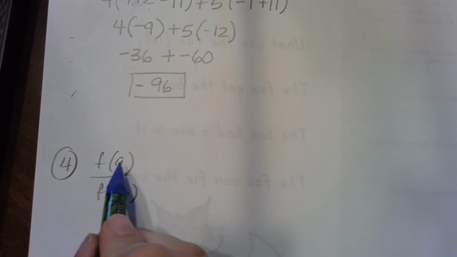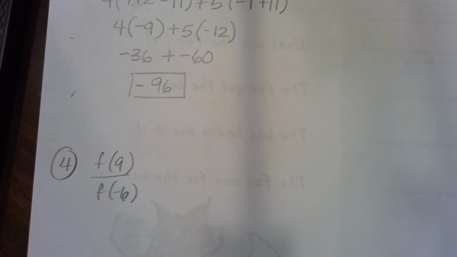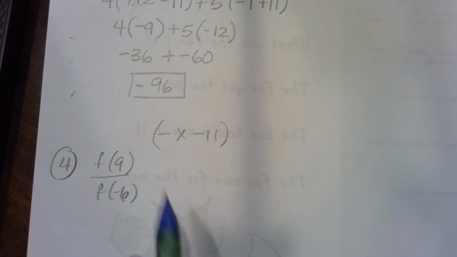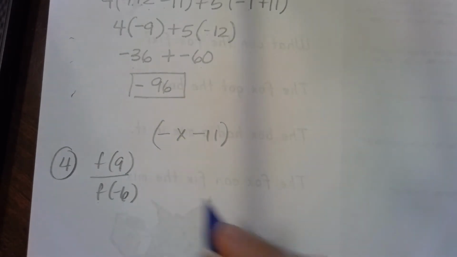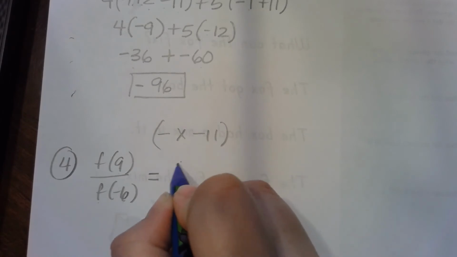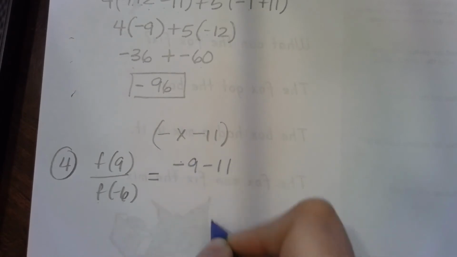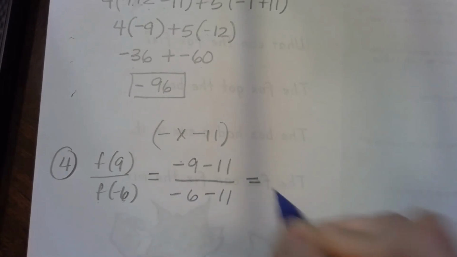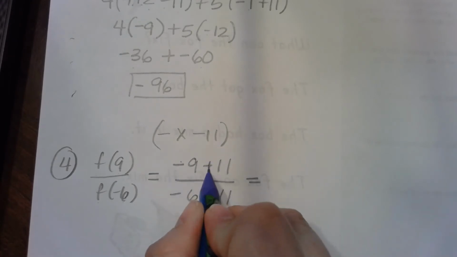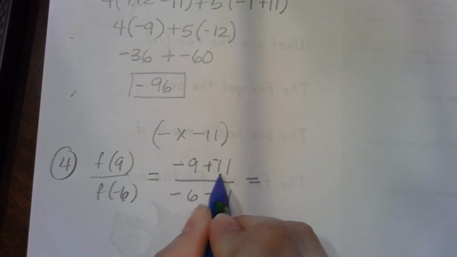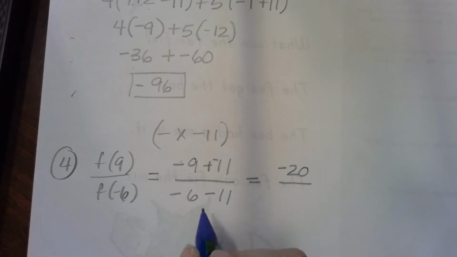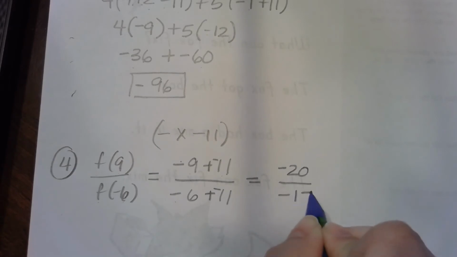So they're saying f of 9x and f of negative 6x. Again, I still have negative x minus 11. Remember, I'm going to use these numbers as my x. So this is going to become negative 9 minus 11 over negative 6 minus 11. So we solve here. I've got negative 9 minus 11, which is like saying a plus negative. So I'm combining two negative numbers to give me a negative 20. I'm going to put that over negative 6 minus 11, which is like saying plus negative, and that gives me a negative 17.